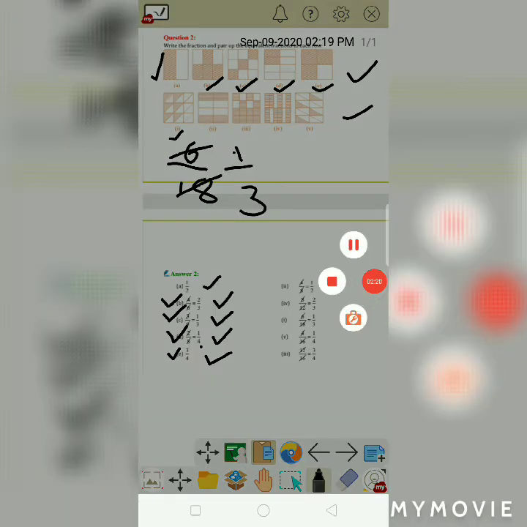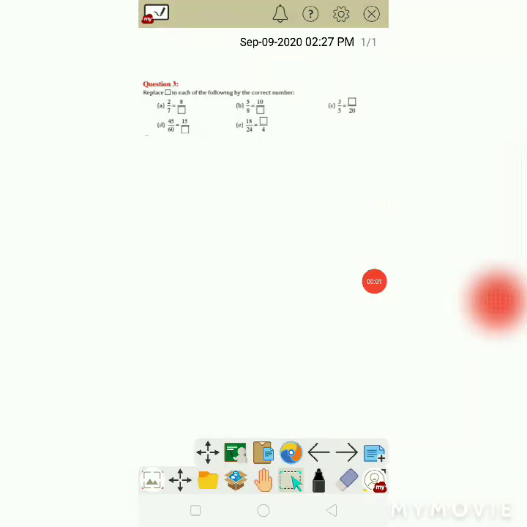Let us move on to third question. Let us start with question number 3. Replace box in each of the following by correct number. आपके पास एक बॉक्स गिवन है, उसको हमें रिप्लेस करना है by the correct number. So how we'll do these questions?